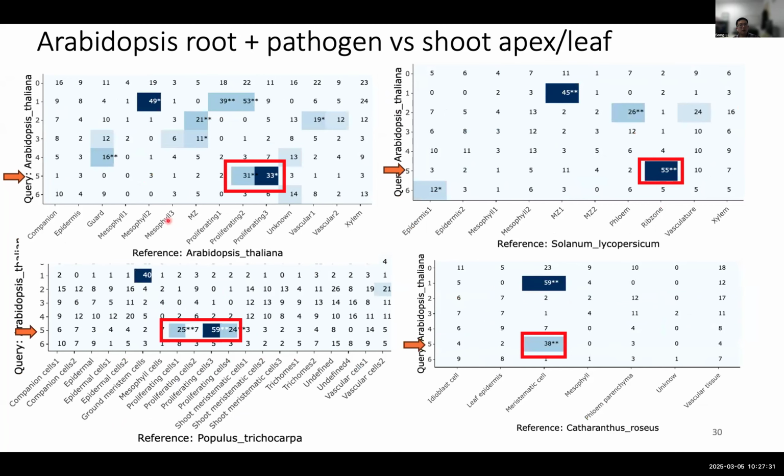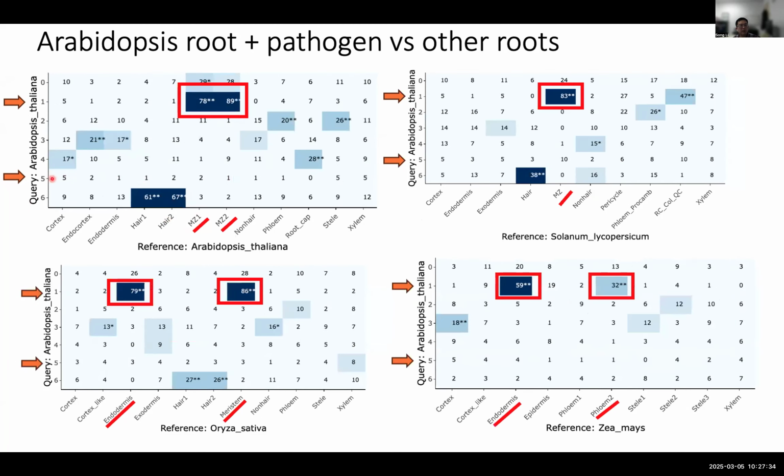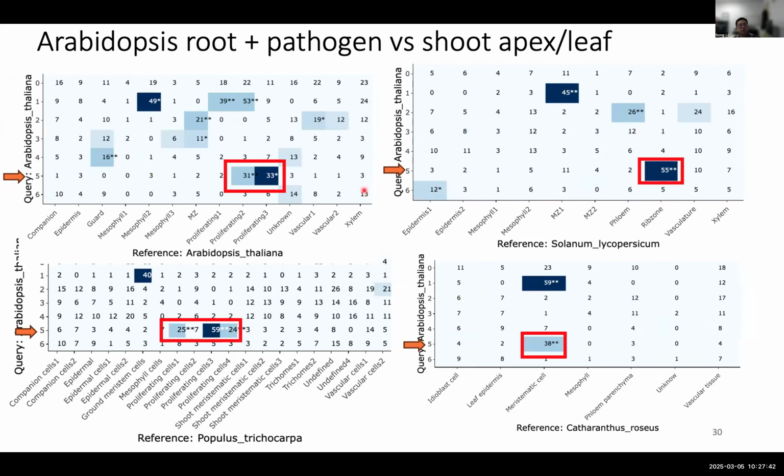However, what you see is that you don't see any cluster overlap with cluster 5 in the root data from any plant species we have in the database. And once you put that beyond plant to overlap with shoot apex and leaf, this is where the power of this overlapping OMG method starts to show. When you compare Arabidopsis shoot apex with root, you start to see cluster 5 have this meristematic or proliferating cells identity.